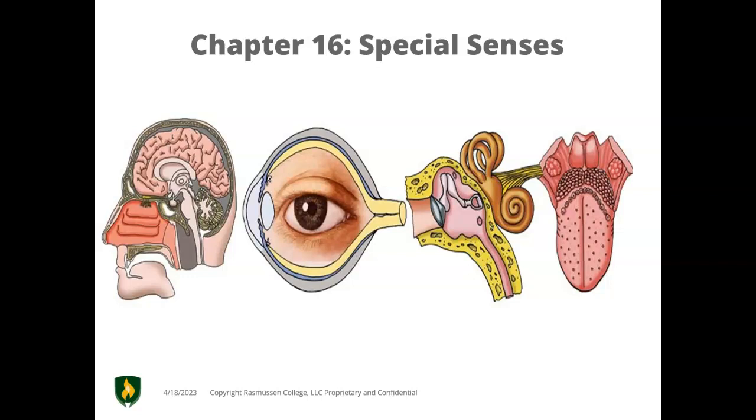So the eyes are related to and regard your vision. Ears will be regarding your hearing or your equilibrium.